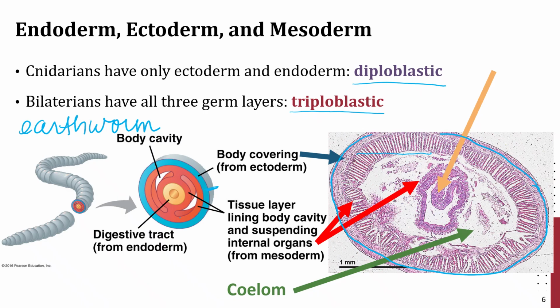Inside, we have that digestive tract. That is going to be our endoderm. It's a little harder to see the layers here, but you've got a layer of endoderm here. And then inside this area here, you have the digestive tract. So that endoderm is going to surround the digestive tract.